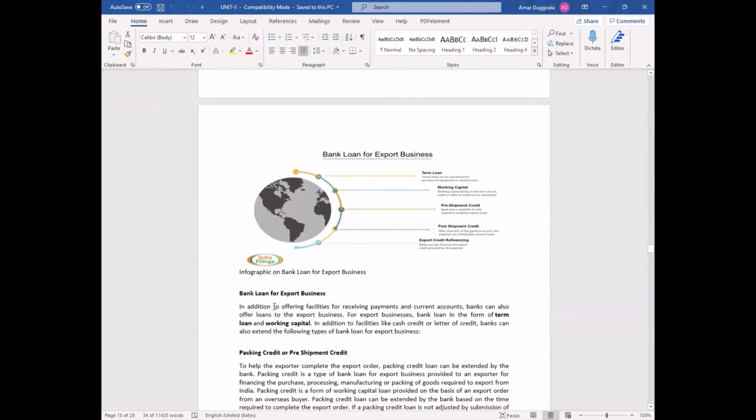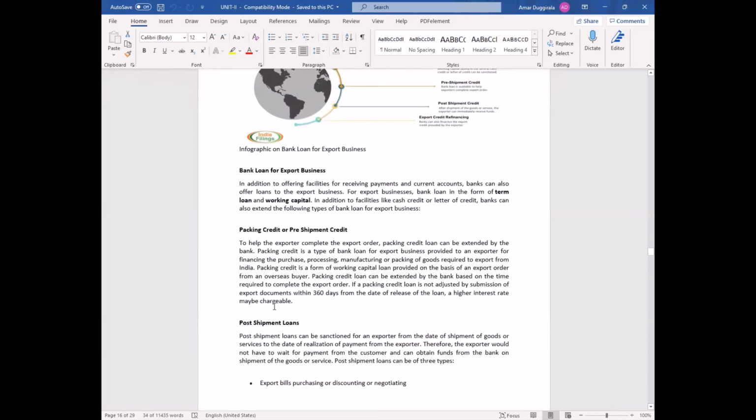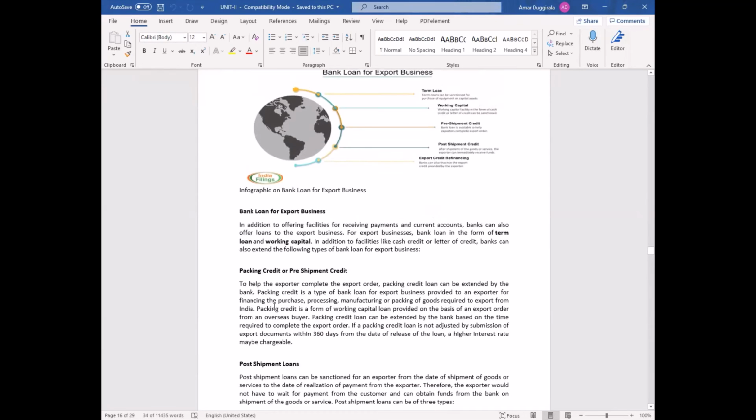What types of loans are given for the export business? One is that you are starting an export business, you are going to diversify an export business, you are going to expand an export business, or you want to add some imports into your export business. These are the areas where loans are granted. And what type of loans are given? Term loans and working capital loans.